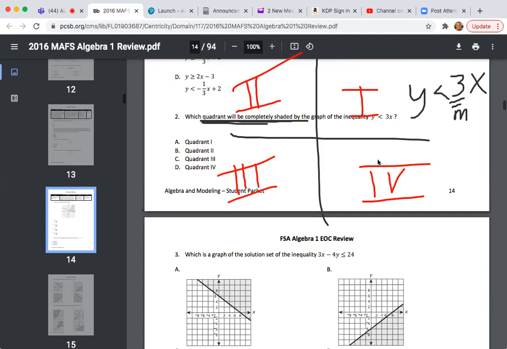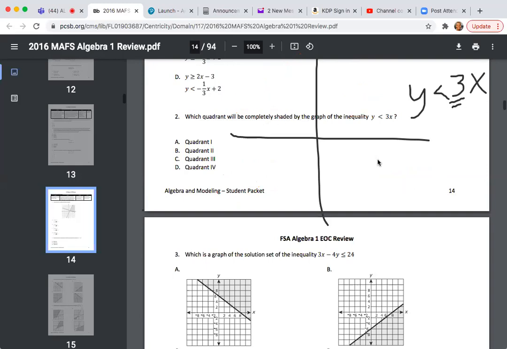This is a positive slope graph, guys. So when you graph it, the graph is going to rise to the right, just like that. Now that you know all of that, let's try and graph this and see which one of the quadrants is completely filled in for this particular problem. Guys, the slope is 3.